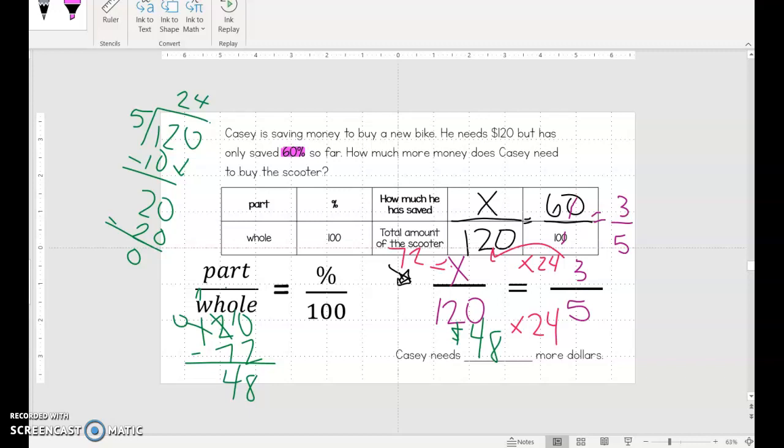Okay, now it's your turn. You have 2 problems. You only need to choose one. Please make sure that you upload your picture. I added a little GIF to show you how to upload your work. If you have any questions, just message me on Schoology.